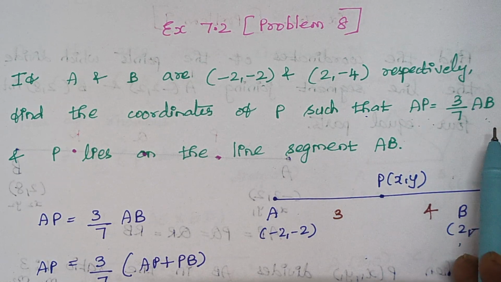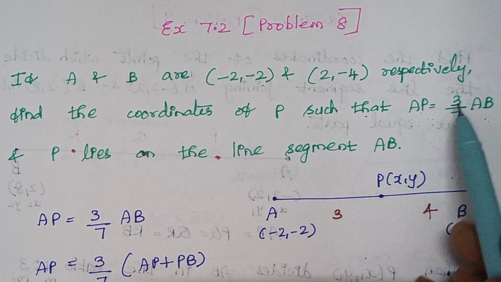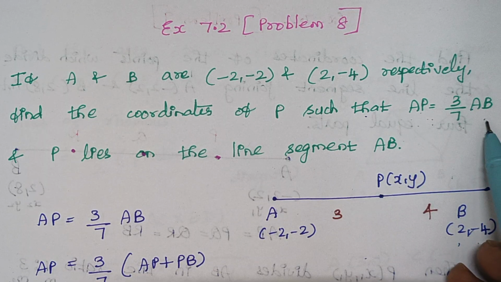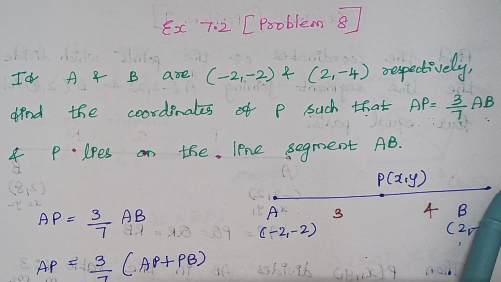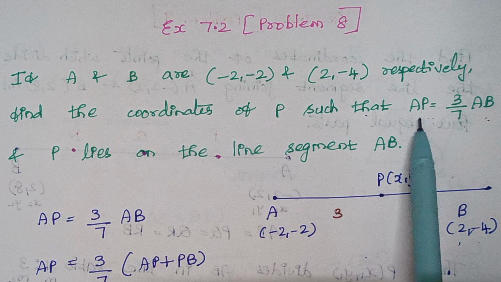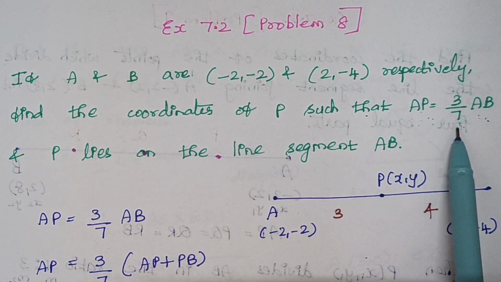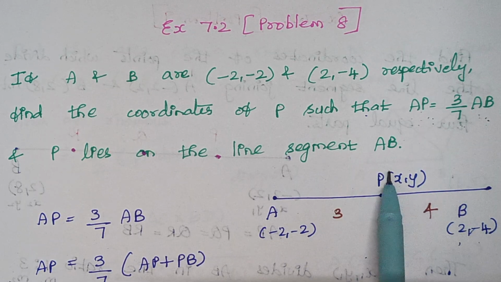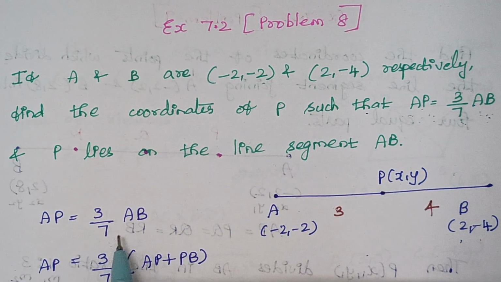There is a point P, I don't know where it is, so let it be here. P of x, y, and it holds the relationship AP is equal to 3 by 7 AB. And P lies on the line segment AB. So AB is a line segment and P is a point that lies on the line segment, and the relationship between AP and AB is given by this part. AP is equal to 3 by 7 times of AB. Now we are going to find the value of P. So first we go with the given relation.